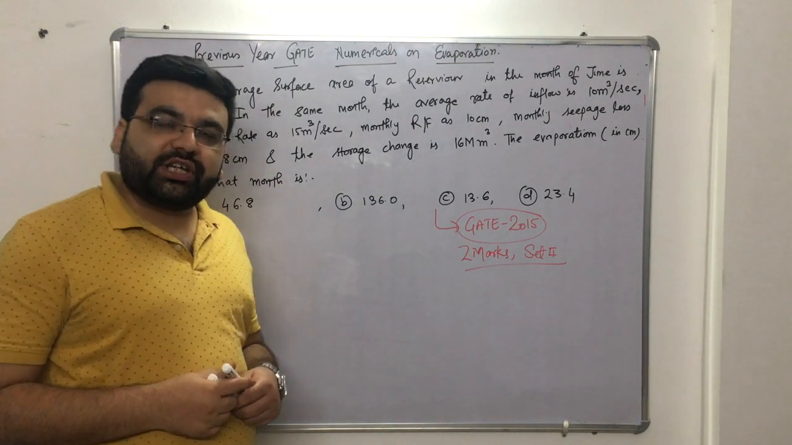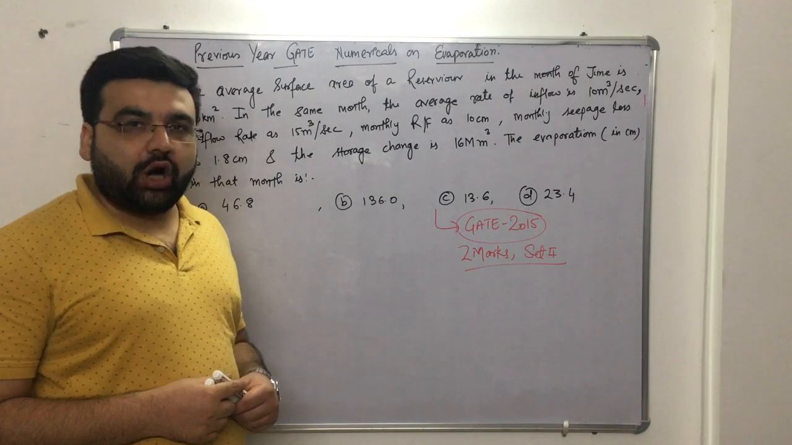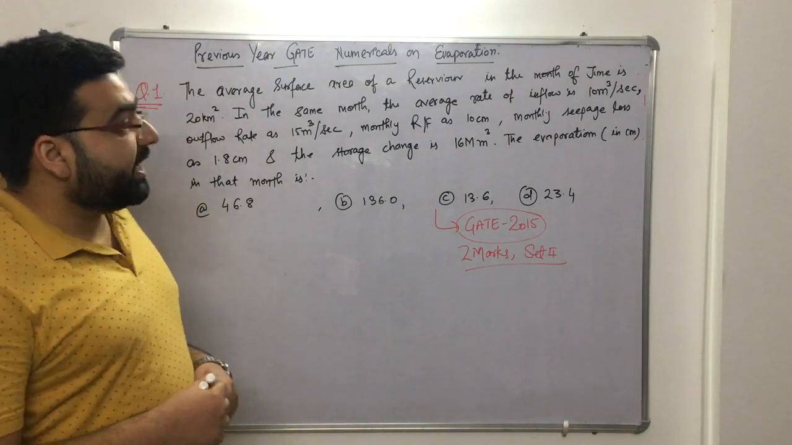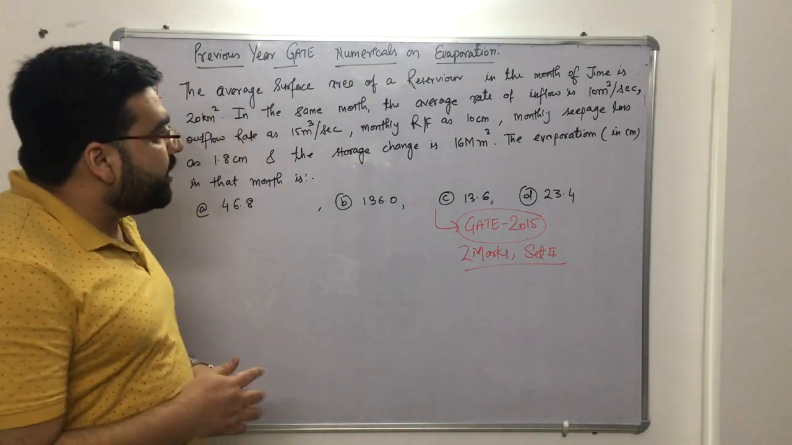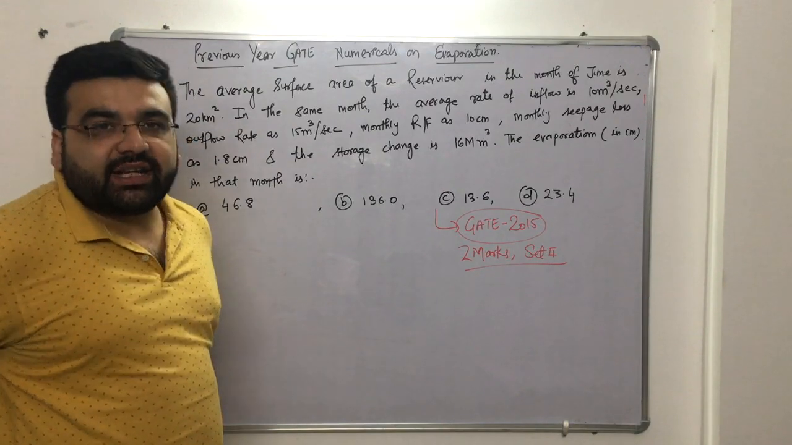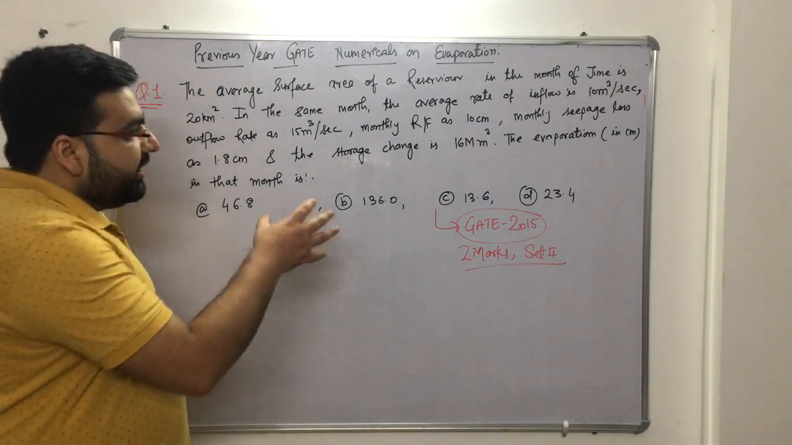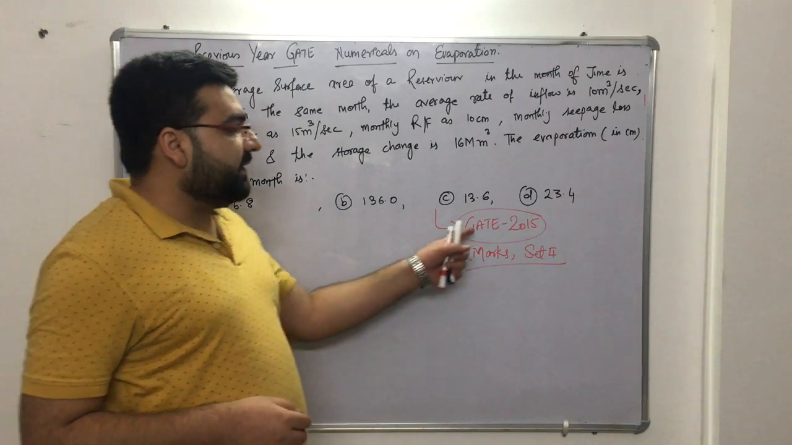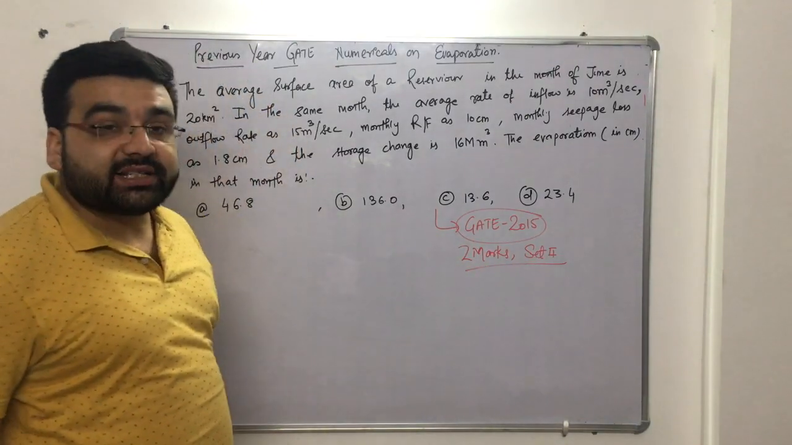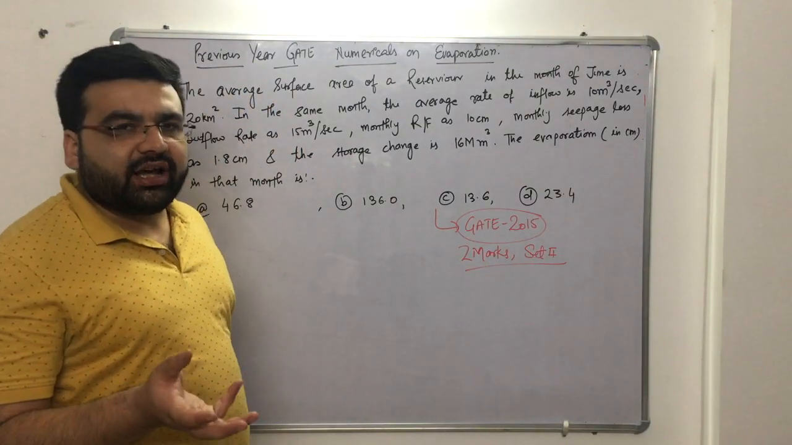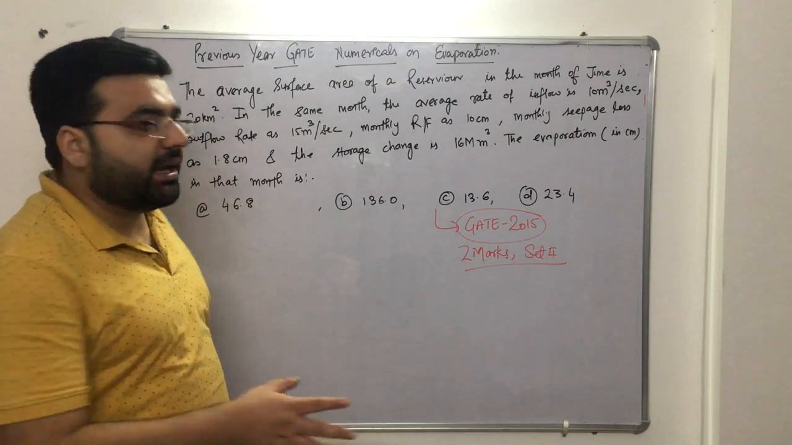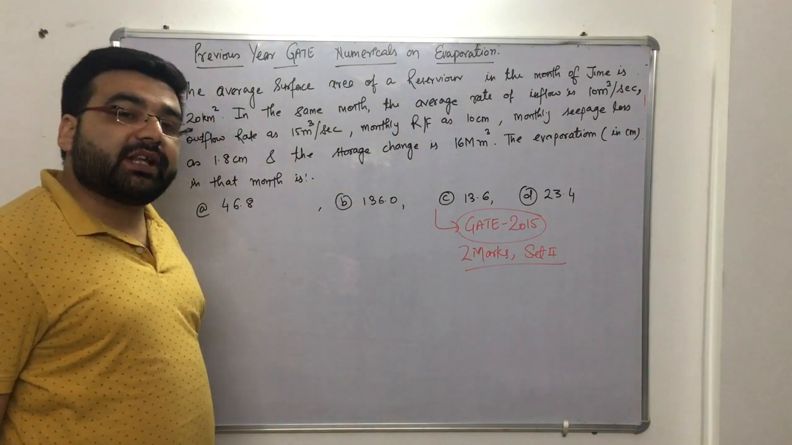Subject: Hydrology. Chapter: Evaporation. Topic: previous year GATE numericals on evaporation, right? So now students, let us solve some previous year GATE numericals on evaporation. This is the numerical which came in 2015, in Set 2, for 2 marks, that I found a bit tricky. Otherwise, very simple questions have been asked from the chapter on evaporation, right?